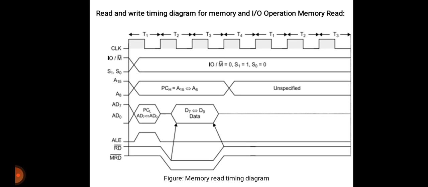First of all, we will see the read and write timing diagram for memory and input output operation. Here is the timing diagram of memory read, which consists of 4 states: T1, T2, T3 and T4. Then for input output, what is the condition? IO/M bar is equal to 0. At that time S1 is equal to 1 and S0 is equal to 0. So we will see how the operation of this timing diagram works.